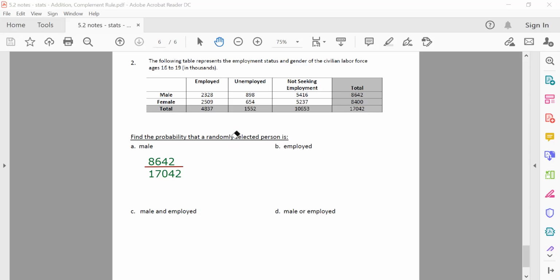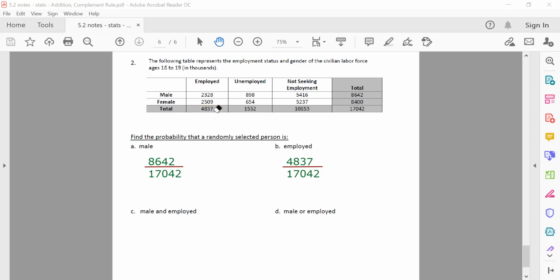Find the probability that a randomly selected person in this age group is employed. Well, again, we can skip some of the little individual numbers, and we can say that 4,837 total are employed. So it's going to be 4,837 divided by, again, 17,042. Which, once again, you can decide what you want to do with that information. How do you want to simplify it? Write it as a decimal.